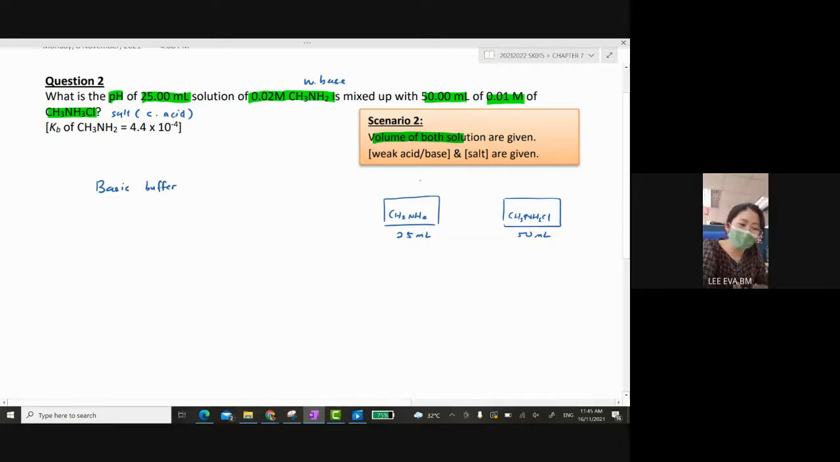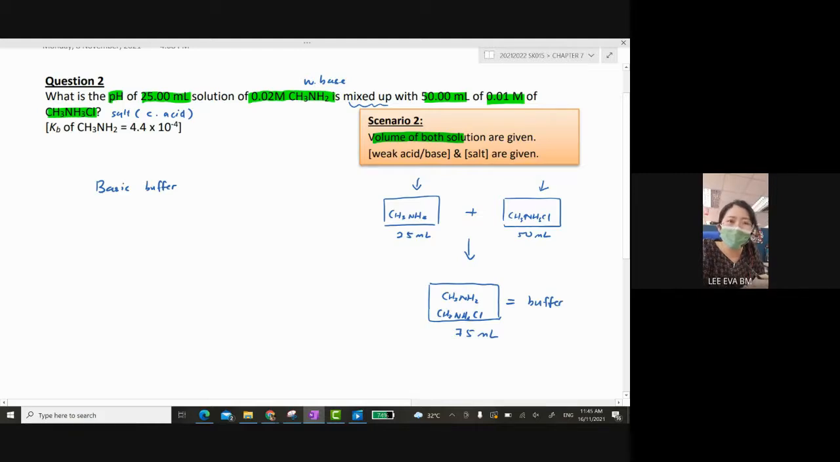So this one is still your weak base, and this one is still your salt. It has not become a buffer yet. So "mixed up" here means you need to combine both solutions. You have your CH3NH2 and CH3NH3Cl in the same container. That means the total volume now becomes 75 milliliters. Then this will be your buffer. Do you get me?